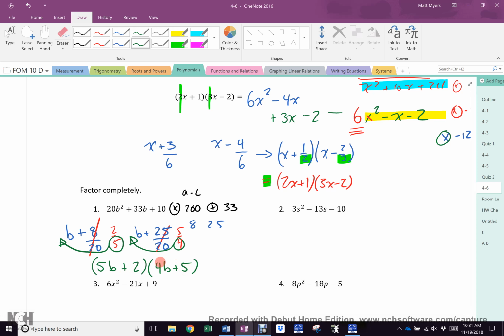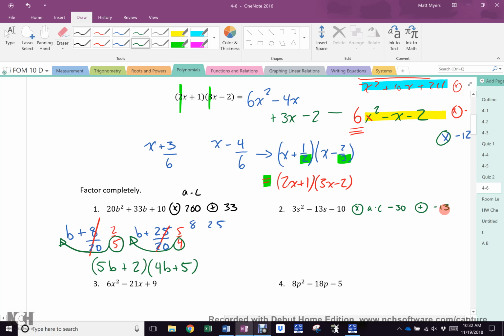What bothers me? The 3. Can I factor it out? No, because 13 and 10 do not divide by 3. As soon as I am there, I know I need to multiply to A times C, which is 30, negative 30. And I need to add to what? Negative 13.